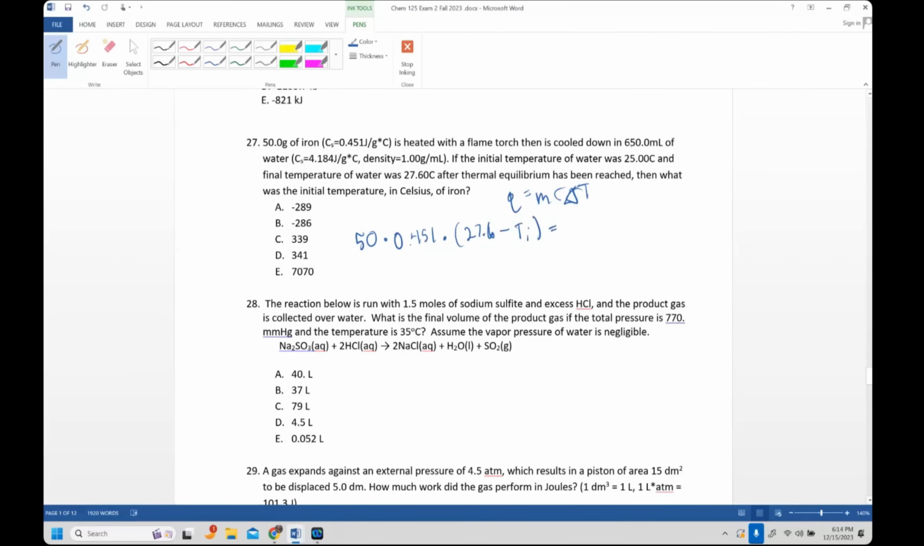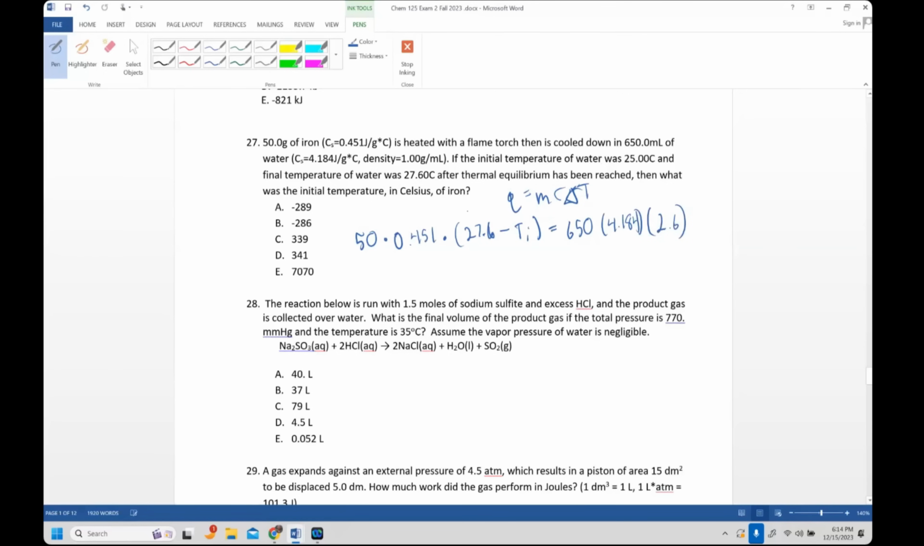So it is 650 milliliters of water. That's equal to 650 grams because it's 1 gram per milliliter, times 4.184, which is your specific heat capacity of water, times your delta T. In this case, the delta T is given. It is 27.6, which is your final, minus your initial, which is 25. So the delta T is 2.6. And we can solve this.